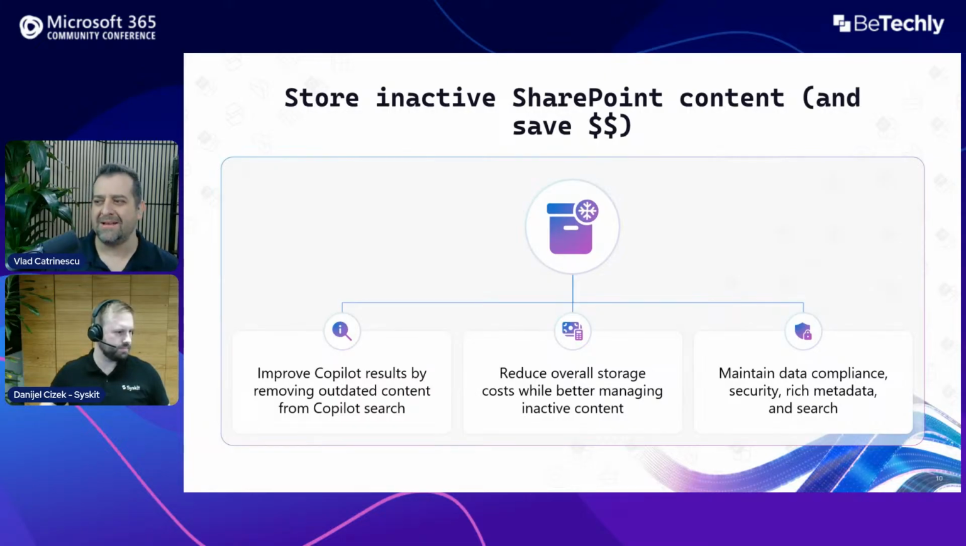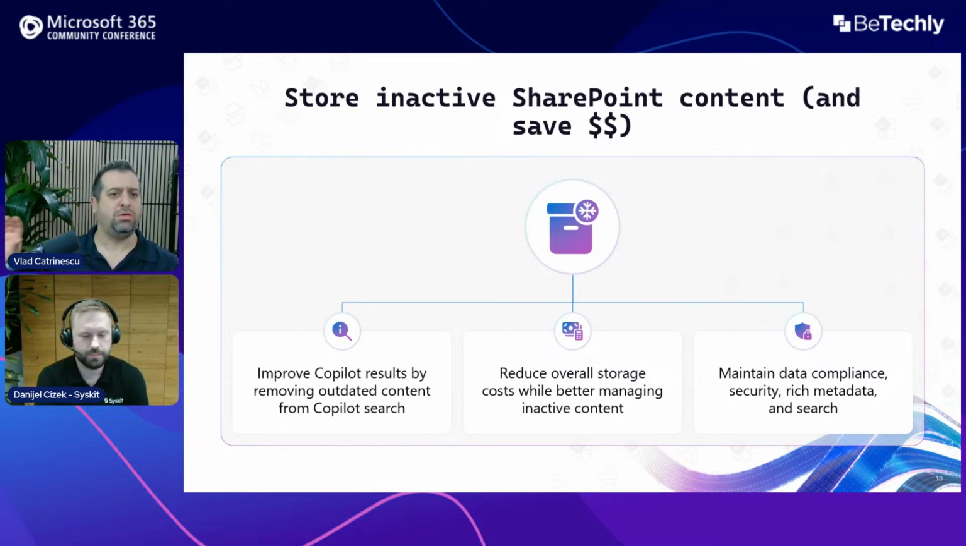So the idea behind M365 Archive is that we improve Copilot results because we remove inactive stuff from the index. We reduce storage costs, so you save money, but you also don't lose anything because we're not actually deleting it. We're just putting it into cold tier storage, and you can restore it within 24 hours. Metadata, permissions, everything is as it was before.